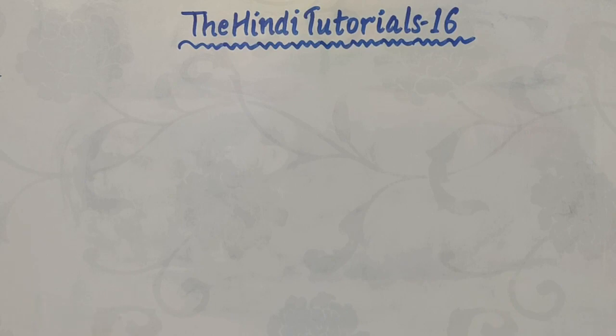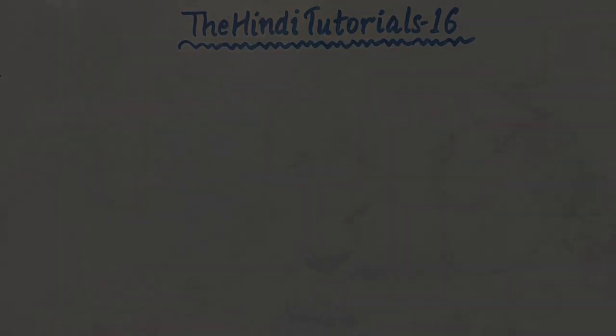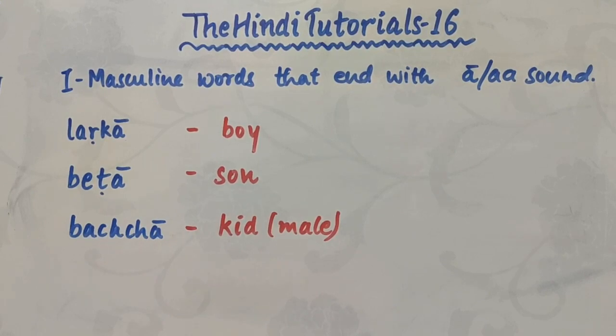When we talk about conversion into plurals, words can be classified into different types. The first type of word that we are going to study is masculine words that end with an "a" sound. Some examples of such words are, listen carefully: ladka, which means boy; beta, which means son; bachcha, which means a male kid. ठीक है? लड़का, beta, bachcha.